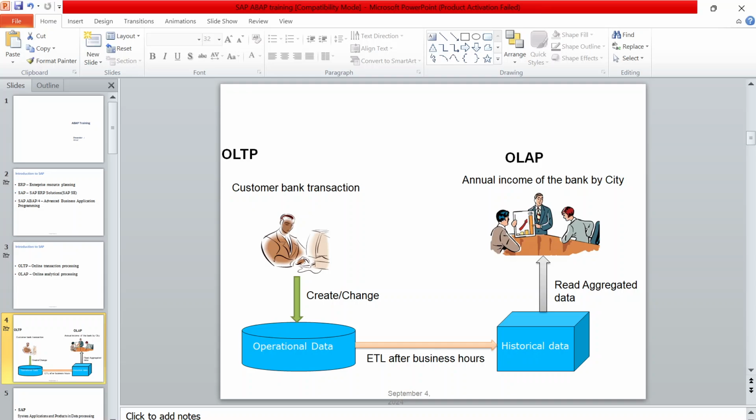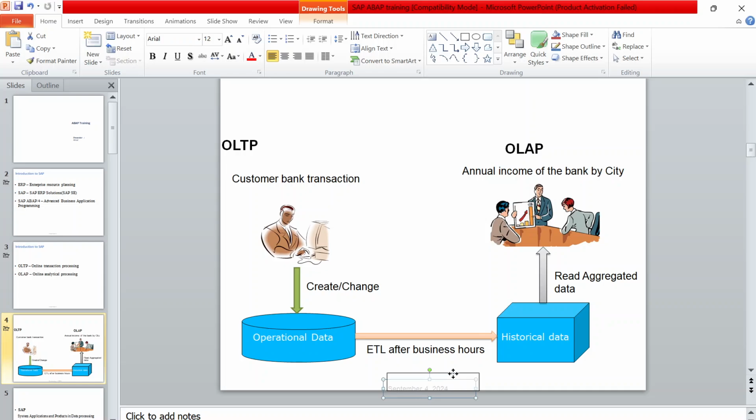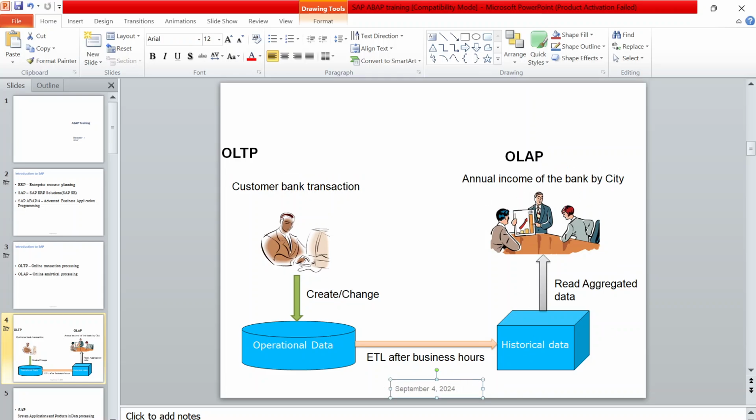And this is the process of transactions and analysis. In the OLTP system, transactions will be created. What do we call this? Operational data. We call this data operational data because we don't keep historical data in OLTP systems. We don't keep the last 10 years of data in the OLTP system. We keep only operational data, maybe the last 3 or 4 years of data. But in OLAP systems, we keep historical data.